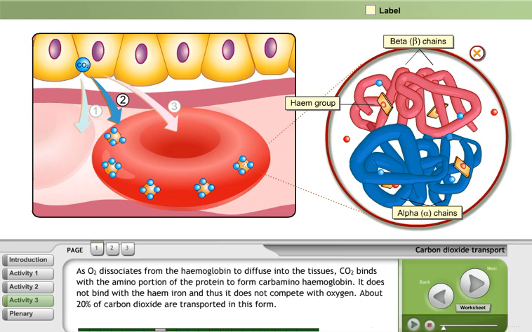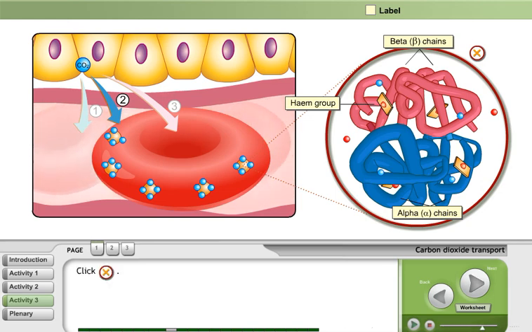As oxygen dissociates from the hemoglobin to diffuse into the tissues, carbon dioxide binds with the amino portion of the protein to form carbaminohemoglobin. It does not bind with the heme iron and thus it does not compete with oxygen. About 20% of carbon dioxide is transported in this form. Click Close button.